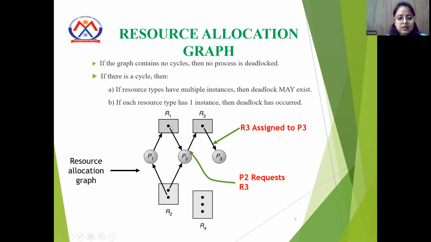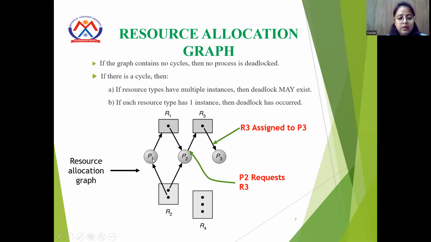If the graph contains no cycle, then no process is deadlocked. But if there is a cycle, then two conditions occur. If the resource type has multiple instances, then deadlock may or may not exist. But if each resource type has one instance, then deadlock has occurred, meaning deadlock has definitely occurred.